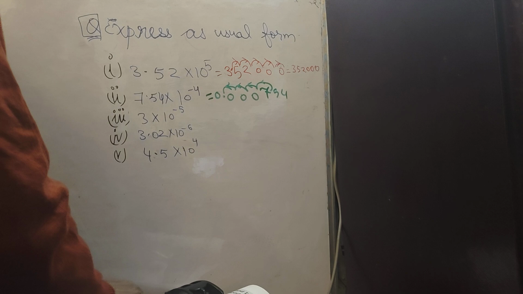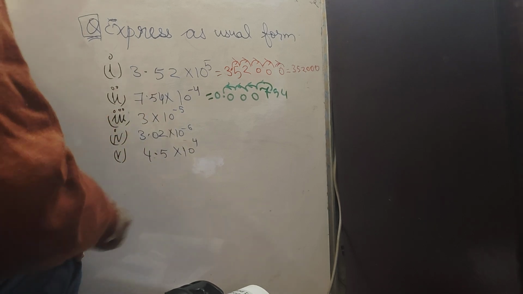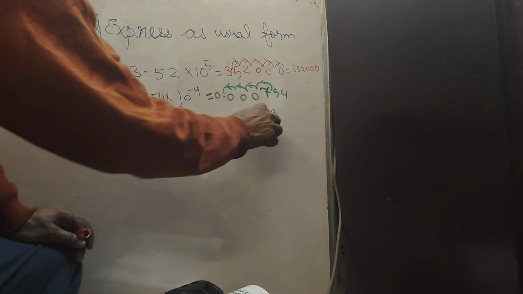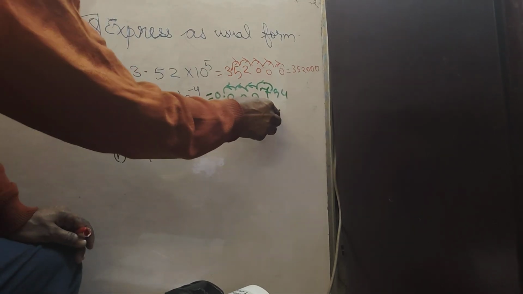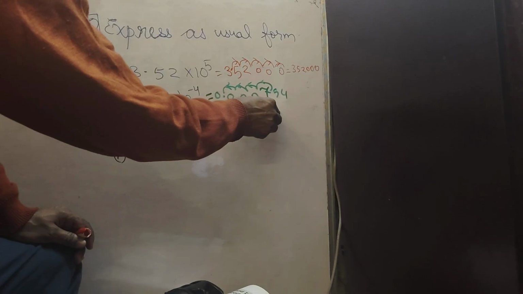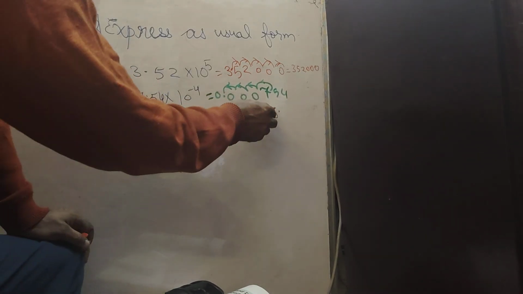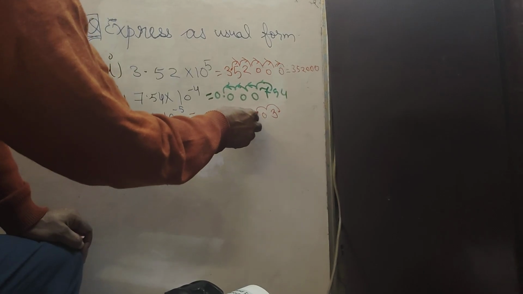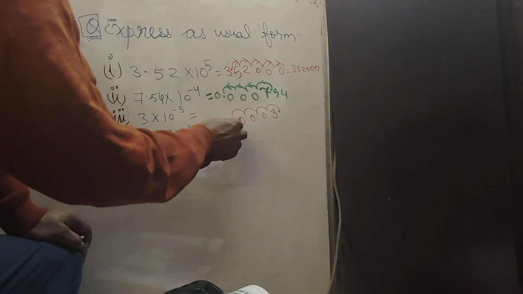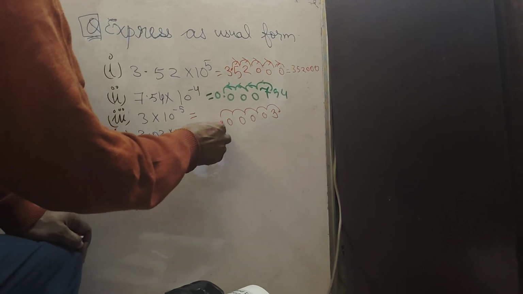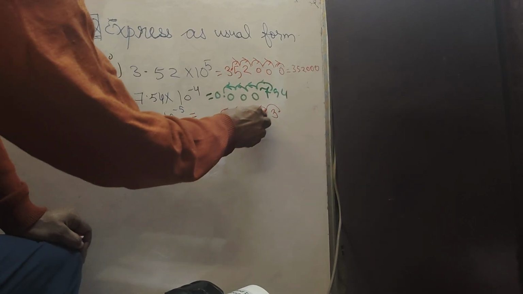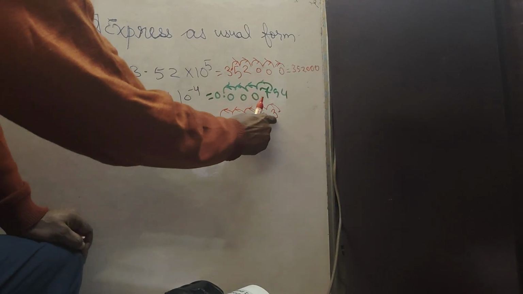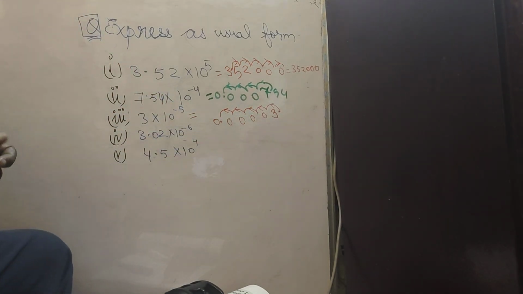Now the third answer is 3 × 10 raised to the power minus 5. It is similar to the second one. We write 3, and the decimal is after 3. This decimal shifts toward the left side 5 digits: first digit, second, third, fourth, fifth digit. We put zeros, and before them we write 0 and the decimal. So the answer will be 0.00003. This is the third answer.